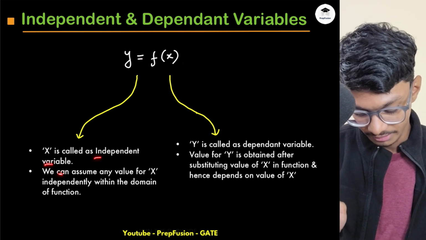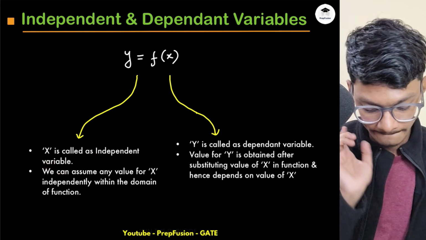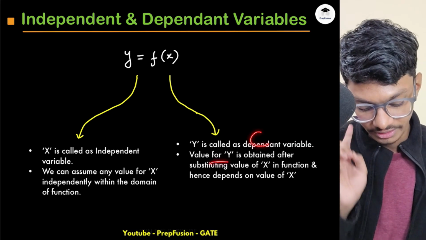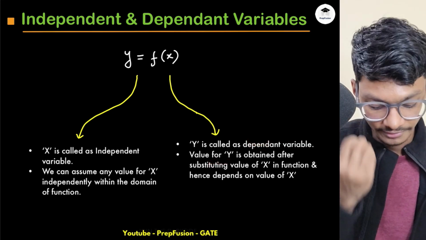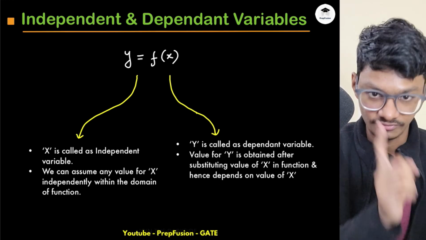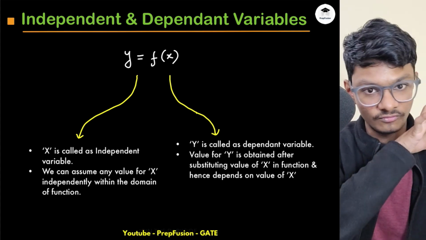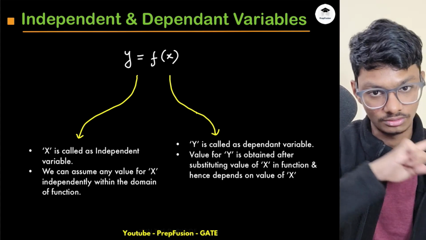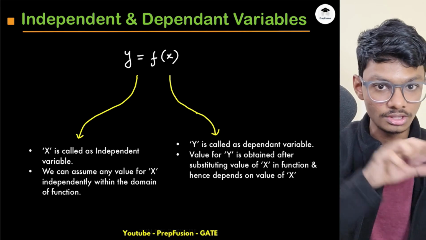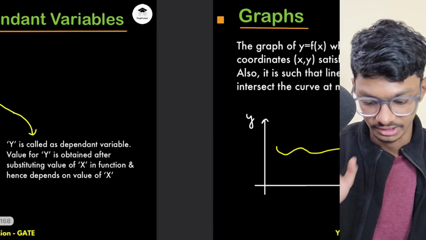So x is called the independent variable. We can assume any value for x independently within the domain of the function. Y is called the dependent variable. The value of y is obtained after substituting the value of x in the function and hence depends on x. As we are substituting the value of x in the function and then finding the value of y, y is dependent on x. Whatever value x can take, y will depend on that value of x. That is the basic difference between independent and dependent variables.